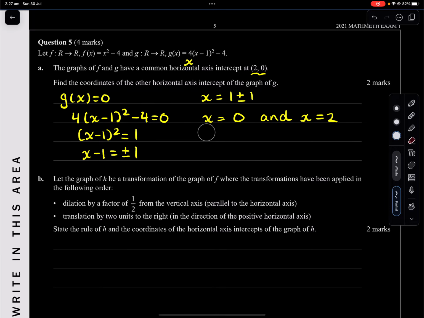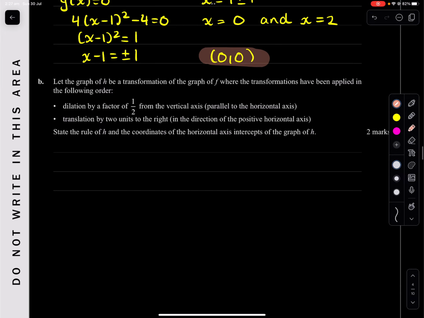Now we just shove it back into the equation. So g of 0. What am I doing? It's an x-intercept, so it would just be 0 and 0. So the coordinates will be 0, 0. Find the coordinates of the other horizontal intercept. Okay, yeah. 0, 0. Perfect. There we go. Next question.